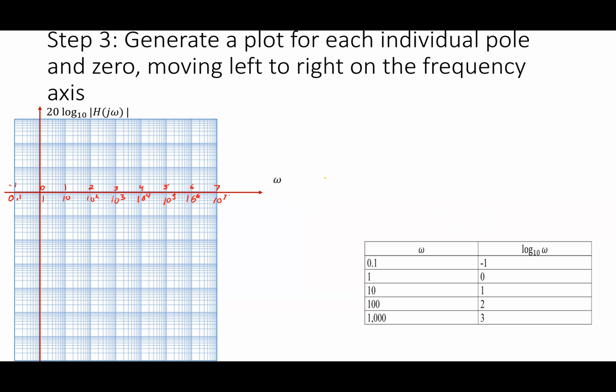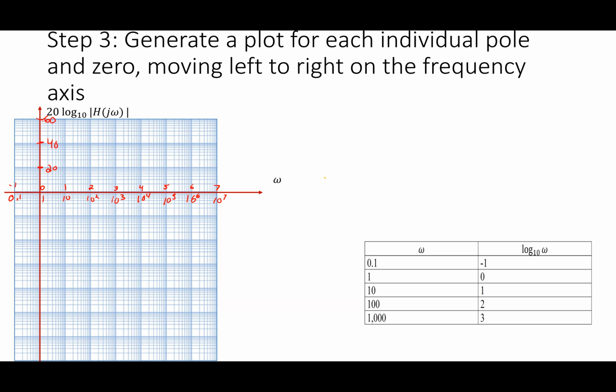Now, what about going up and down on the y-axis? Well, it's the same thing, right? Log of 1 is 0. Log of 10 is 1. Log of 100 is 2. But I multiply those things by 20, right? So this here is 20. This is 40. This is 60.